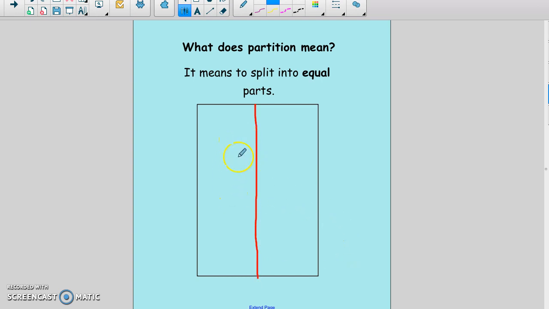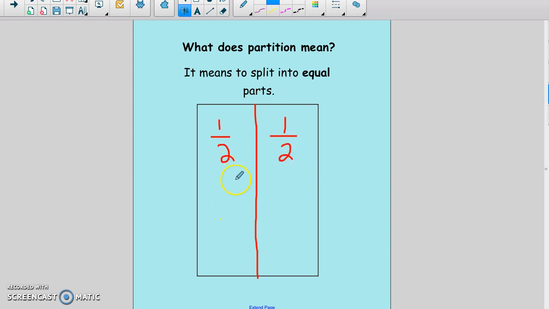So what I just created are two equal parts. This side on the left is the same as this side on the right. And I can represent that with a fraction, 1/2. And this side is also 1/2.